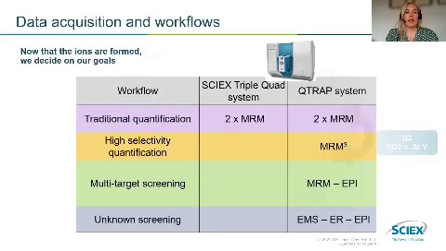Okay, so now let's look at our data acquisition and workflows. Now that our ions are formed, we need to decide on our goals. So let's first look at traditional quantification. This is our MRM, and this is available both on our triple quad and Q-trap systems.